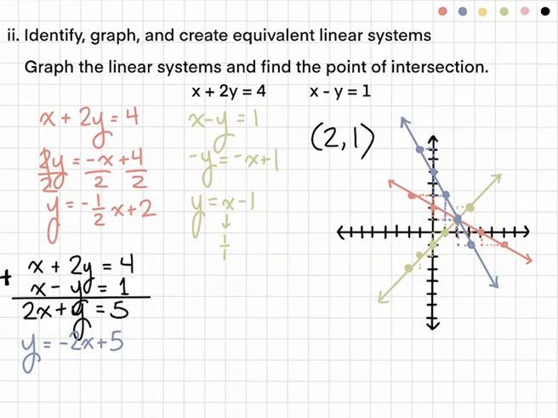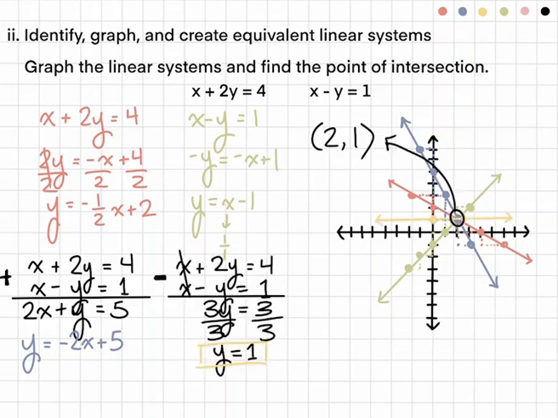That just means I'm going to go on my y-axis. There's no rise or run. This is simply a straight line. Okay? And you'll notice it intersects at the same point. So by adding or subtracting the original equations, you create equivalent linear systems.